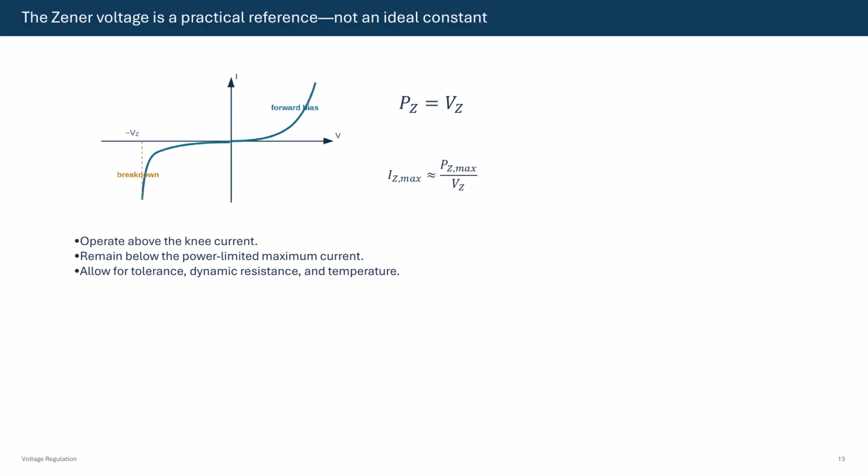The Zener voltage is not perfectly constant. The device must carry enough current to remain beyond the knee, but not so much that its power rating is exceeded. Zener power is Vz times Iz. An approximate maximum current is the maximum rated power divided by the Zener voltage. Datasheet tolerance and temperature also affect the actual voltage.